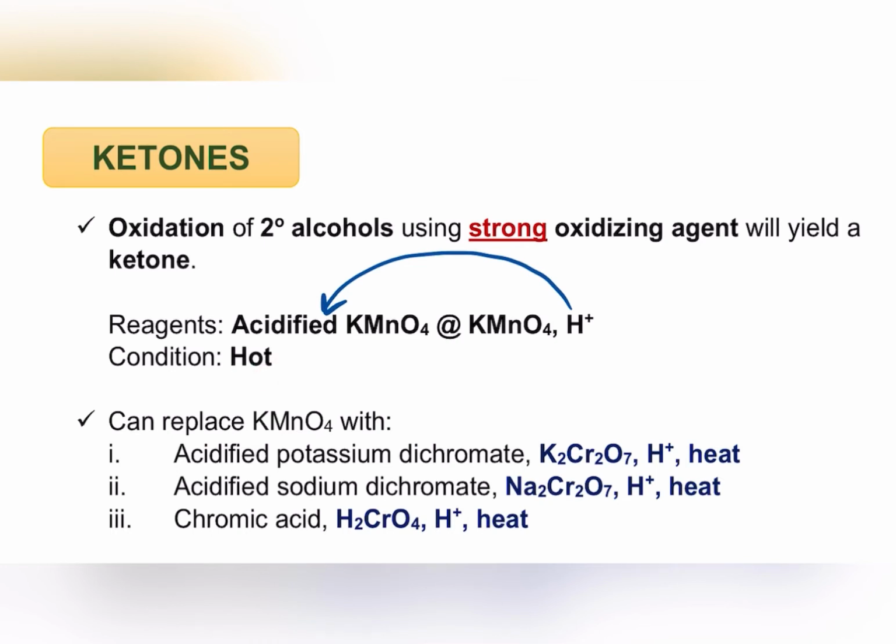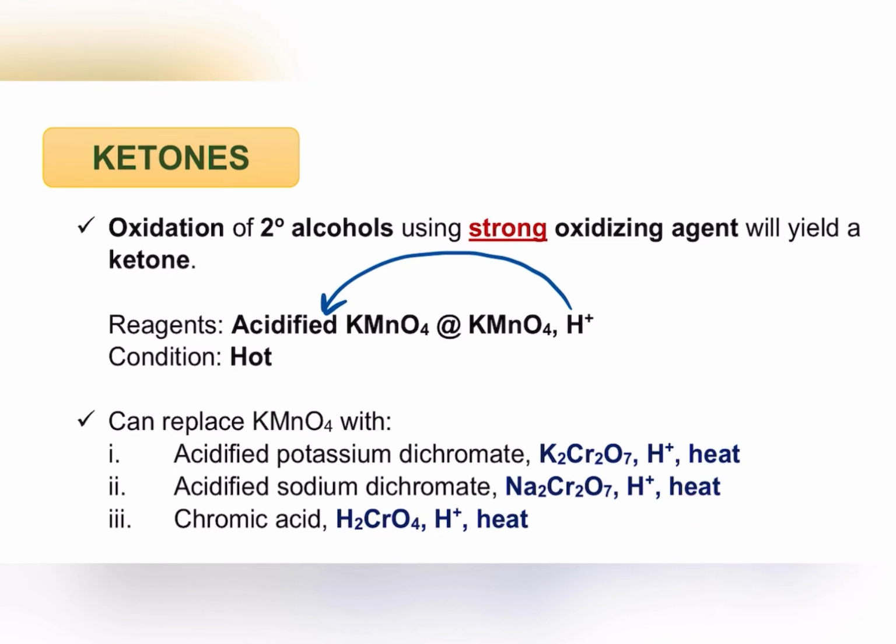You can also replace KMnO4 with another strong oxidizing agent. I list down another three of them. The first one is acidified potassium dichromate. In simple chemical formula, you can write it as K2Cr2O7, H+, heat. This H+ indicates the acidified and heat is the condition. Next, I can also use acidified sodium dichromate. In this case, the chemical formula is Na2Cr2O7, H+, heat.